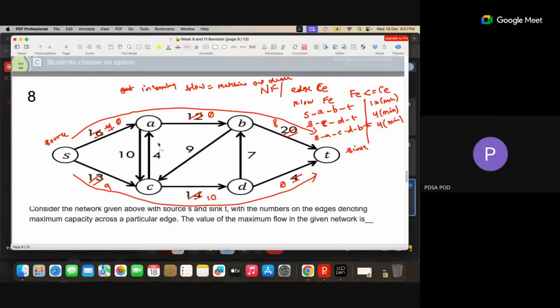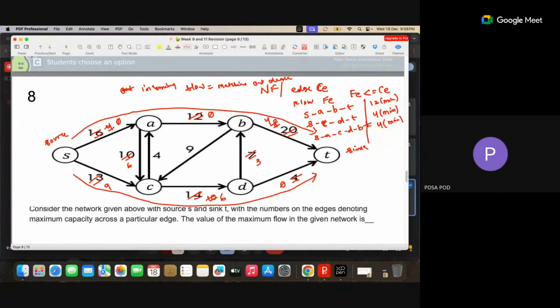Then after it, A to C will become 6. Then C to D, 10 minus 4, will become 6. Then this 7 will become 3, and the next 10 minus 4... it will become 4. This 4 is over.